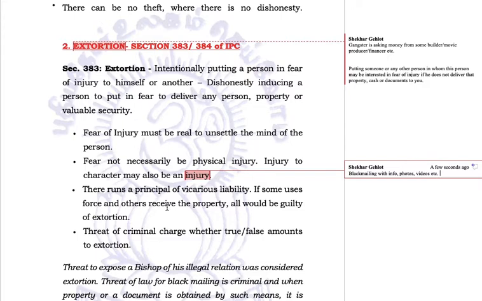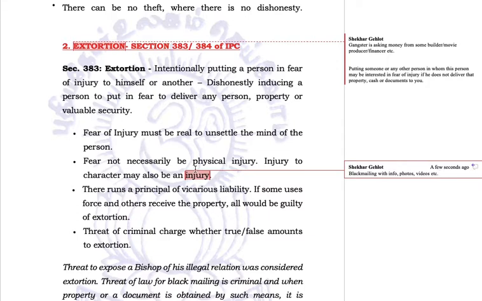Threat of criminal charge, whether true or false, amounts to extortion. That I will file a legal case against you if you do not pay my money. I'll file a false case of rape. File a false case of beating me. I'll file a false case of attempt to murder, etc. All these things, if you don't give it to me, amount to extortion.